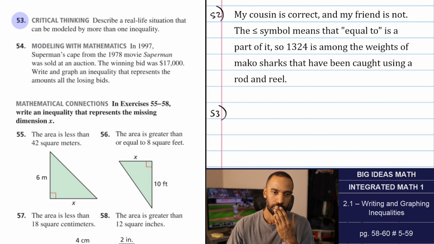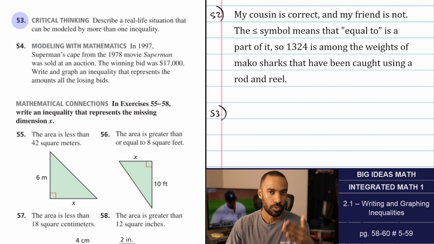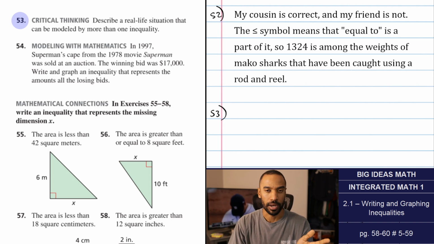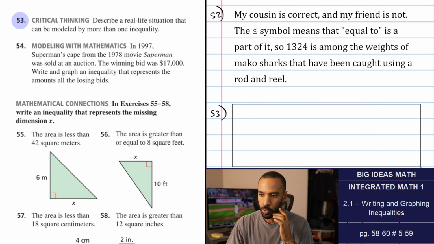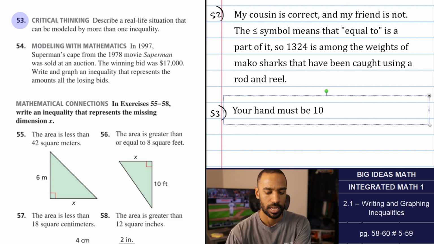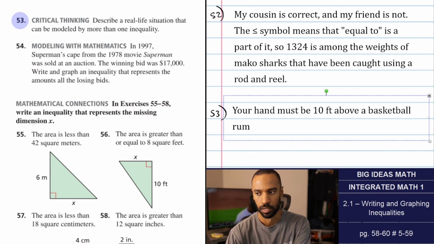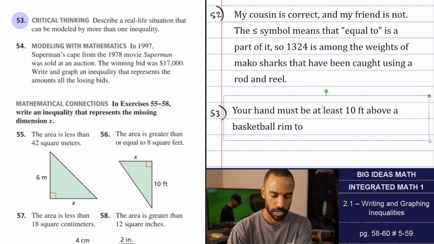I've got to think about this one as far as what they actually mean. I can't think of anything that's not either a compound inequality or just a unit conversion. So like I said, the basketball one is what I'm going to go with. You could do anything with that. We could talk about grams and calories, but that would be different for each thing, and I'm not going to do research. So, your hand must be at least 10 feet above a basketball rim to dunk it.